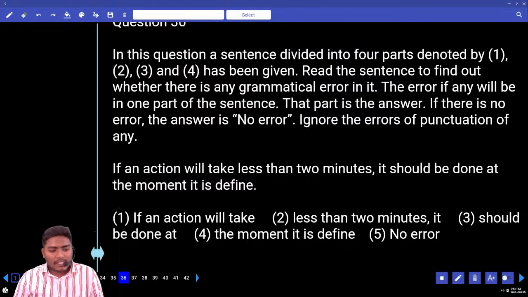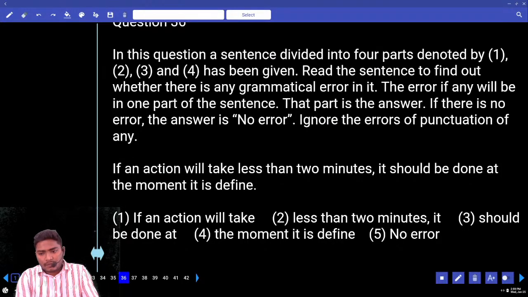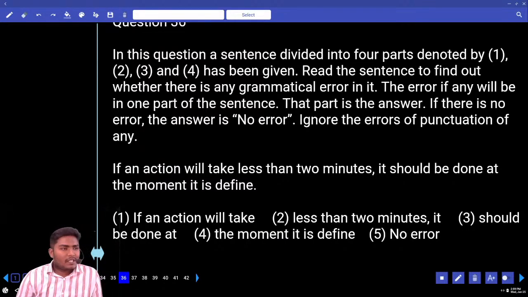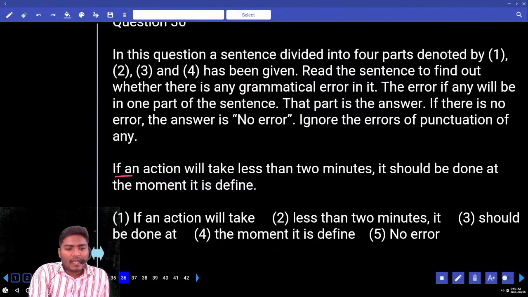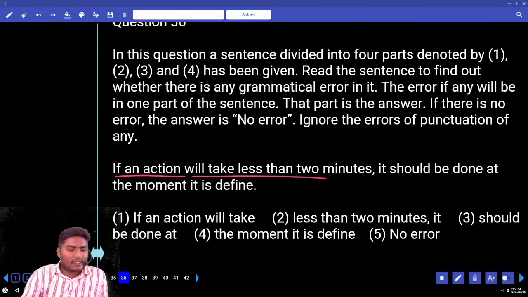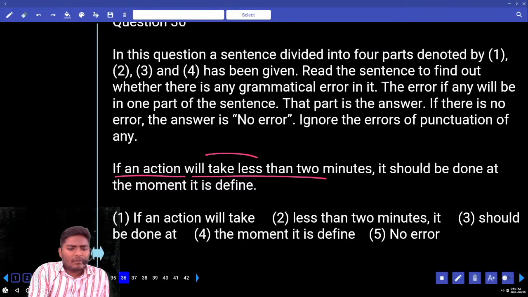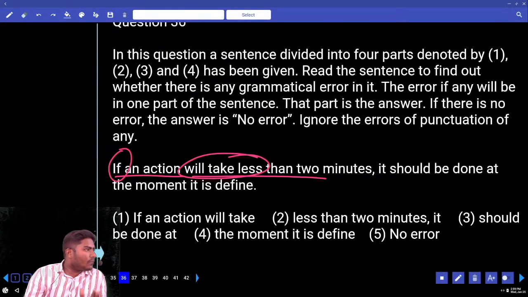Look at question number 36, errors. If an action will take less than 2 minutes, it should be done at the moment it is defined. You just have to simply apply the rules of verbs. That's it. Nothing more. As you can see in the sentence, if an action will take less than 2 minutes, technically, if an action will take, this clause is used with the if. We can consider it as an if condition.